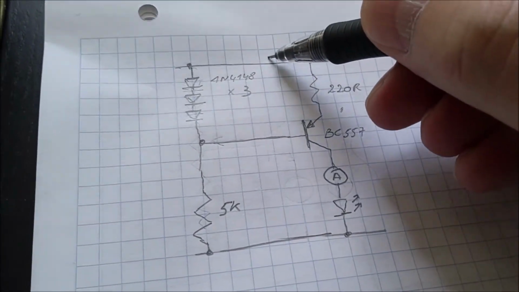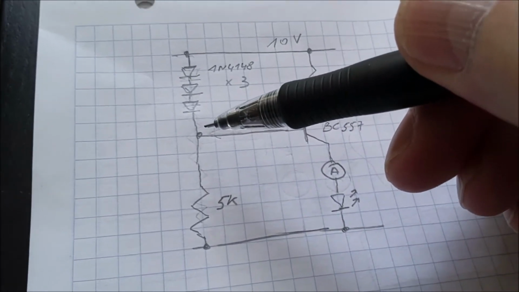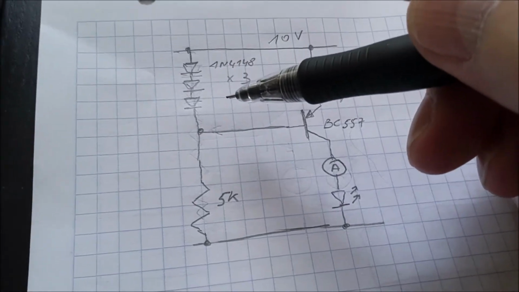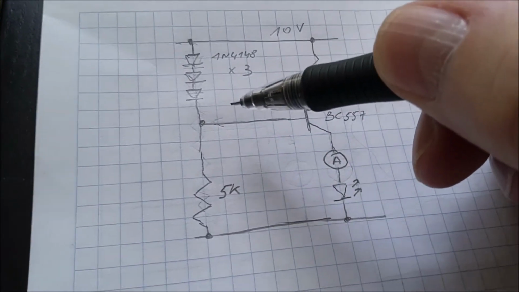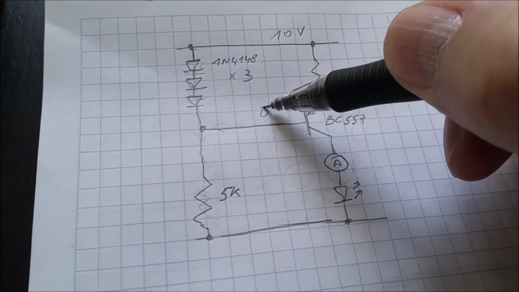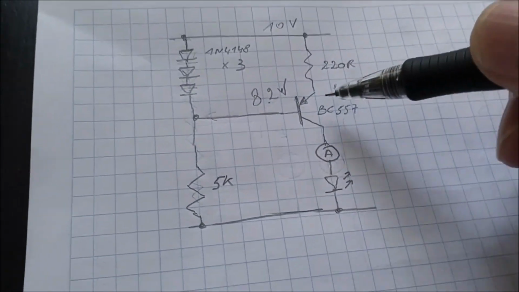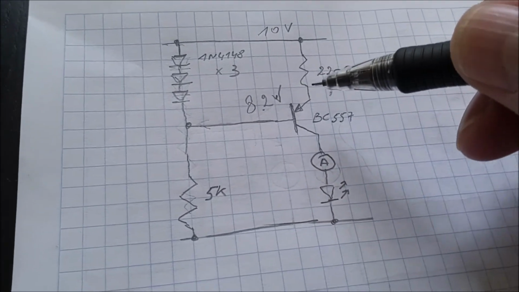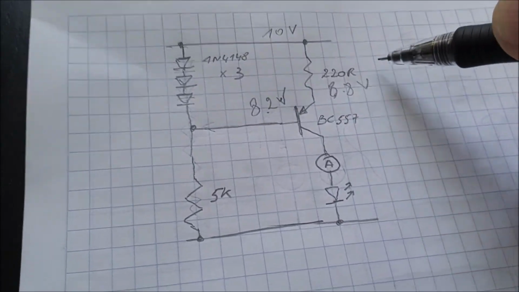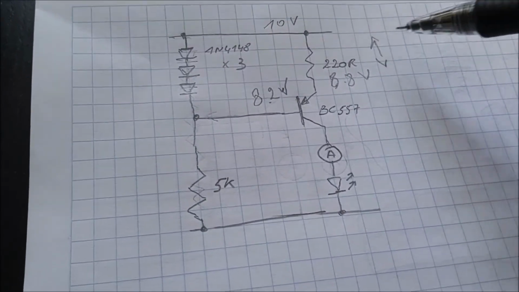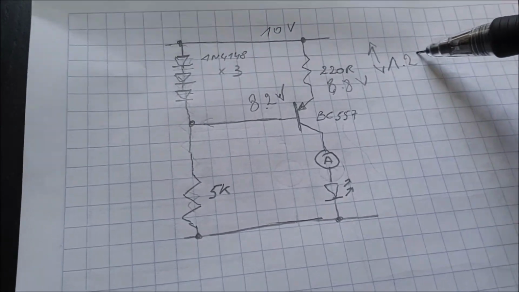So I have 10 volts here. That's going to be my input. And we know that we have 3 voltage drops here, so that's 3 times 0.6 is 1.8. So 10 minus 1.8 is 8.2 volt, if I'm not wrong. 8.2 volt plus 0.6 volt is 8.8 volt. So we know that the voltage drop here is 10 volts minus 8.8, which is 1.2 volts.